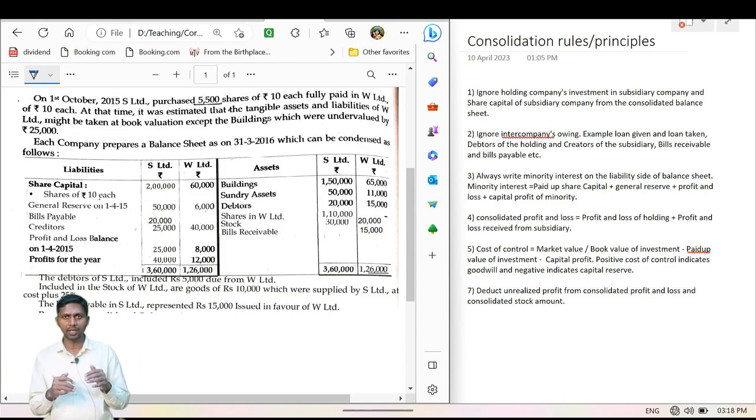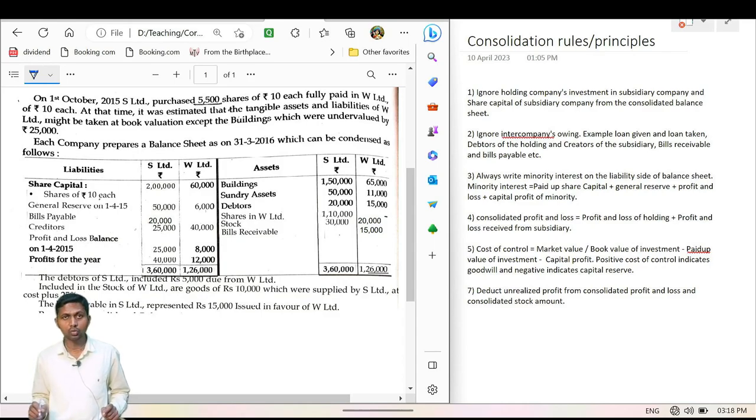In the consolidated balance sheet, we are preparing AB's balance sheet. Now, how to prepare? The preparation is very simple, with the help of the line by line addition principle. And not only line by line addition, but with that you are required to follow rules. Now, I tried to list all the rules here.